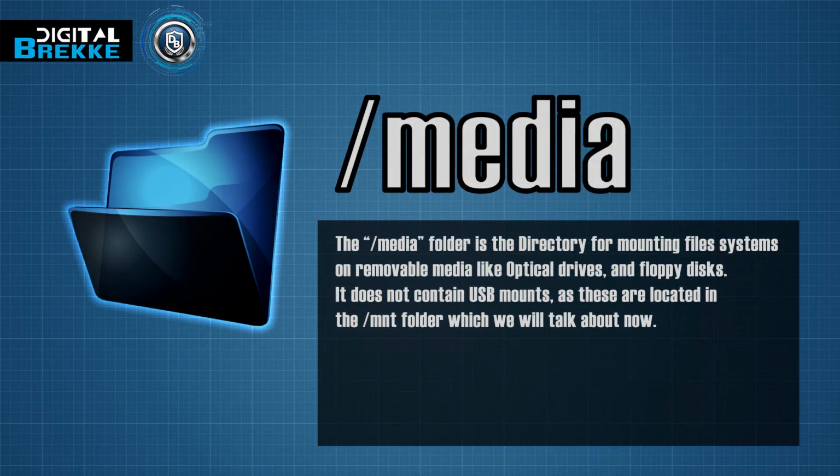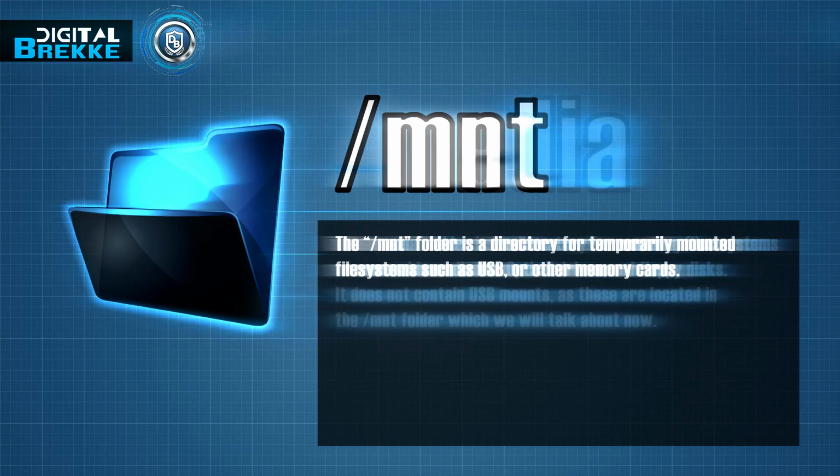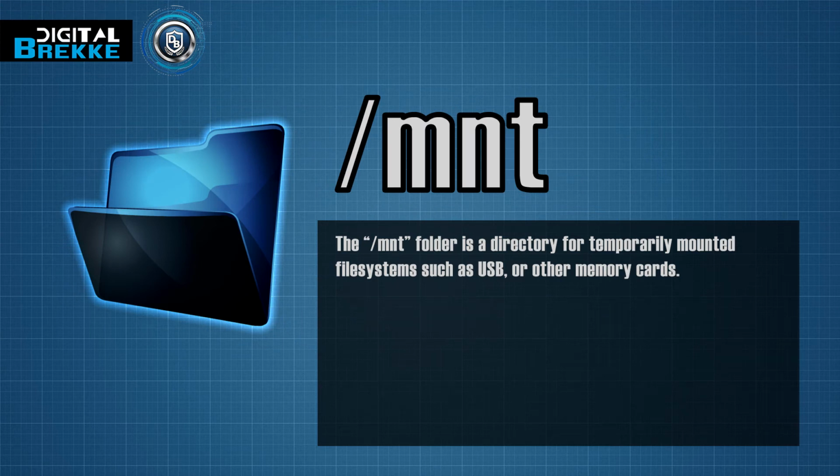The /media folder is the directory for mounting file systems on removable media like optical drives and floppy disks. It does not contain USB mounts, as these are located in the /mnt folder, which we will talk about now. The /mnt folder is a directory for temporarily mounted file systems such as USB or other memory cards.